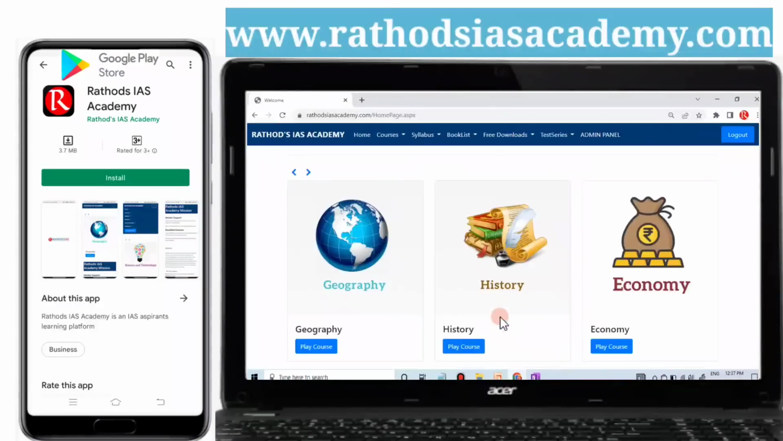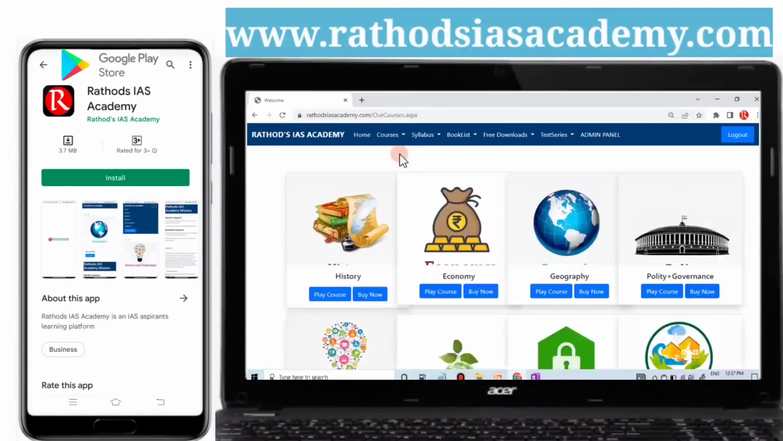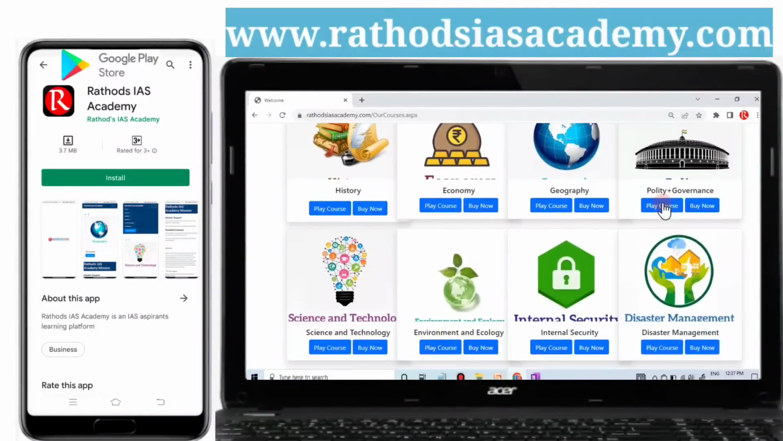So once you have logged in, click on the courses. There you can see the course list. And in this course list, you can see a wide range of courses.